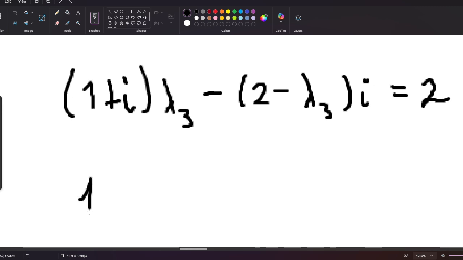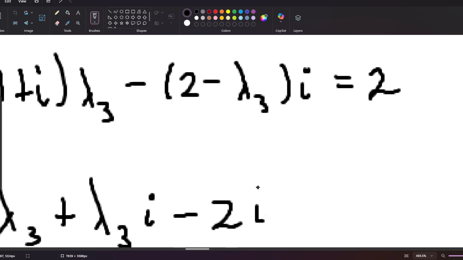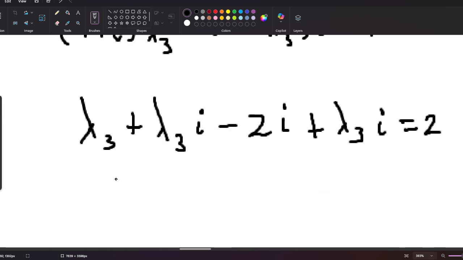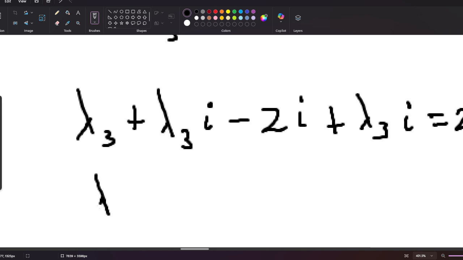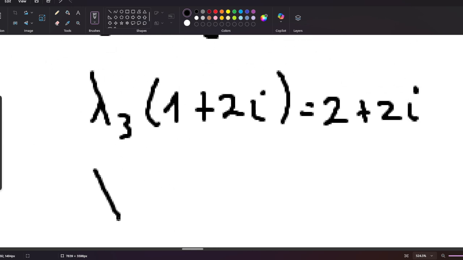Okay, now let's just distribute everything. I will try to not skip steps because calculations like this one are really sensitive to errors, and if I commit one, then it's basically over for me. Plus lambda 3 times i equals 2. Now we can clump in lambda 3. 1 plus 2i equals 2 plus 2i. I hope I don't make an intermediate error because that's going to really suck.